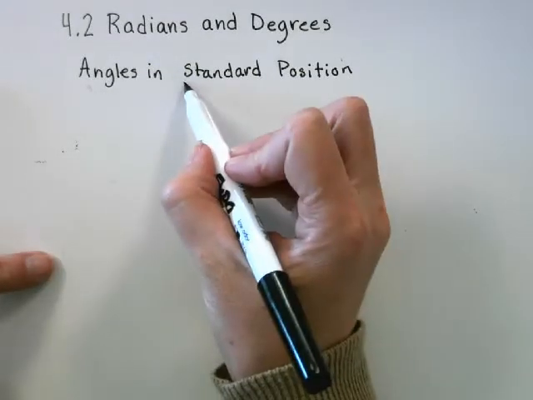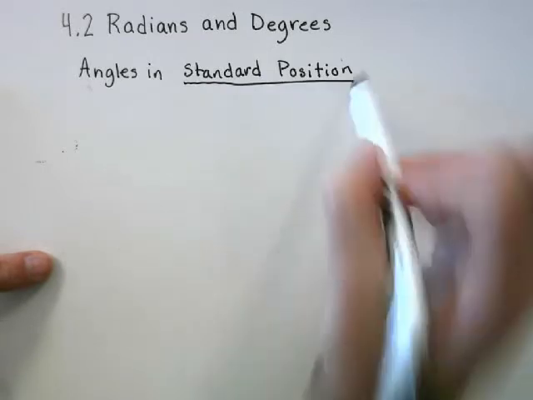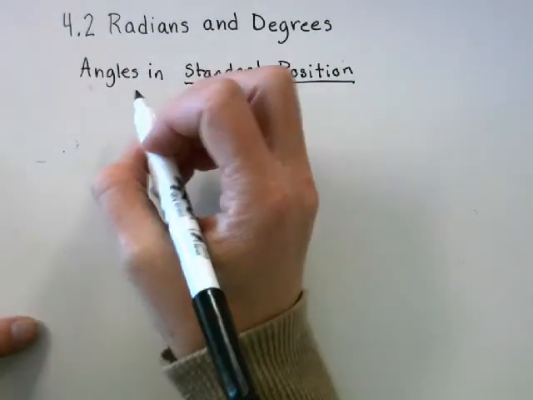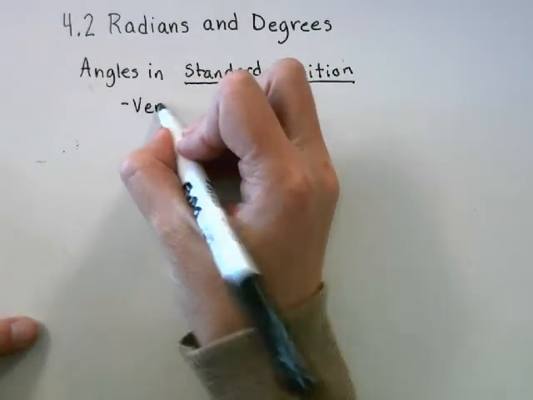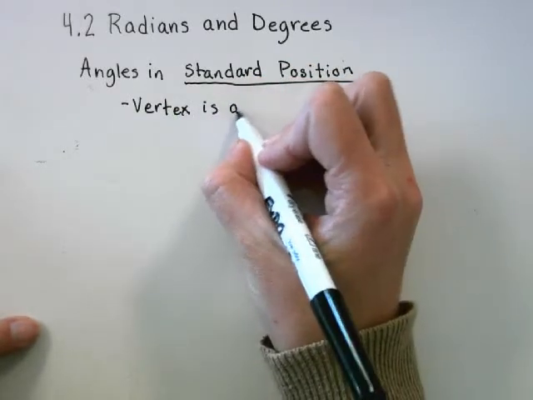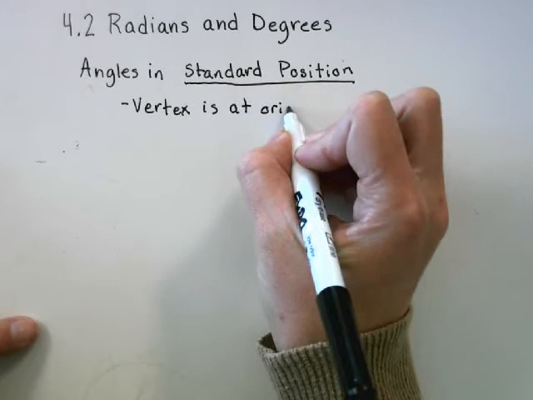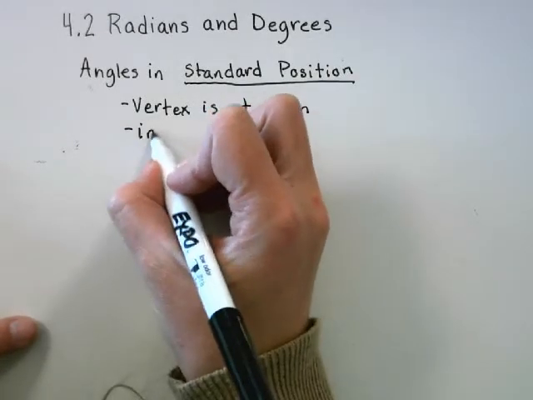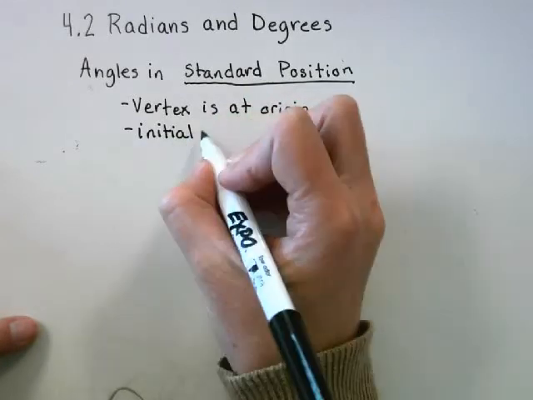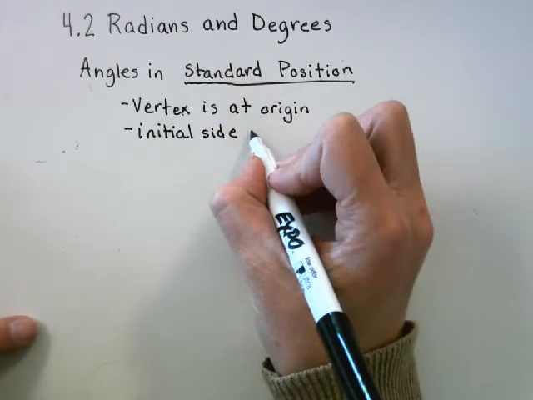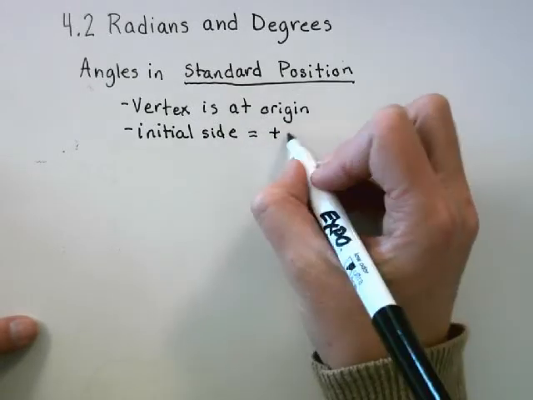First term, angles that are in standard position. If they are in standard position, the vertex is at the origin. And the initial side is the positive x-axis.